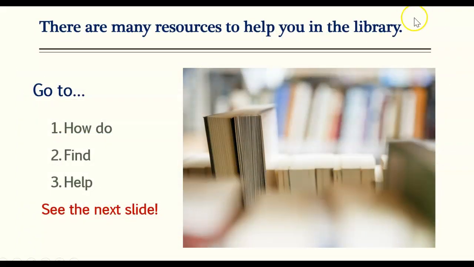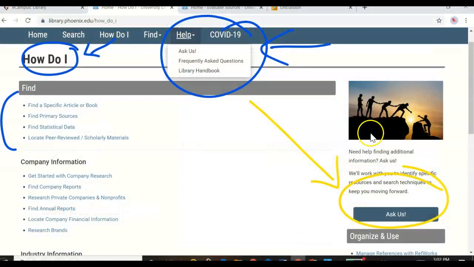So again, as I said, there are many resources to help you in the library. I guess this should have followed the previous slide. You can go to how do I do something, find, or help. And here they are. You can contact a librarian or look at the FAQs because your question might have already been asked, or look at the library handbook. This is another place to click on for Ask the Librarian for Help.